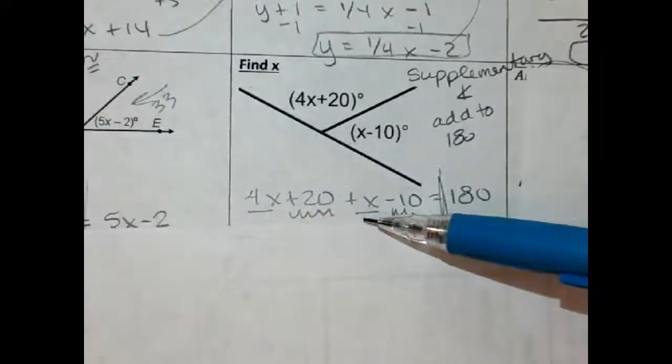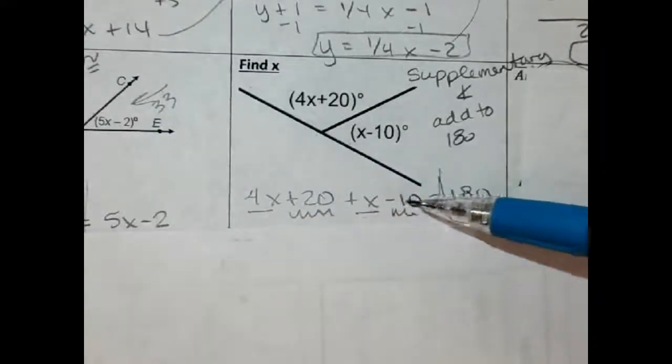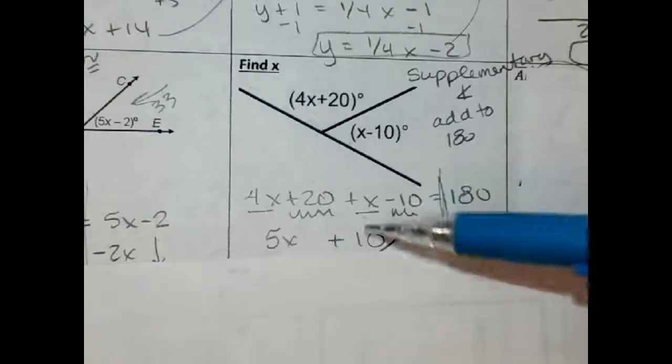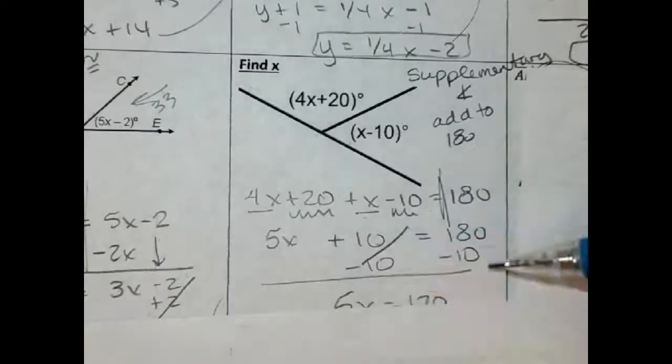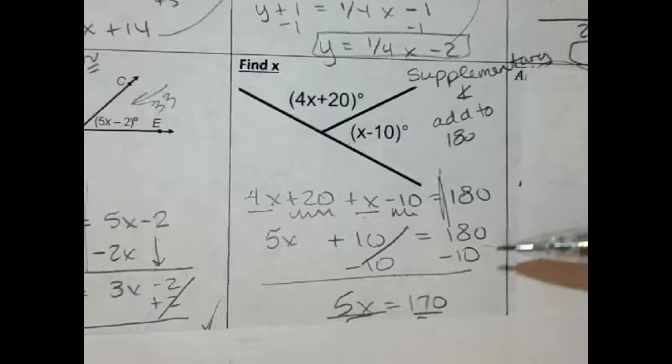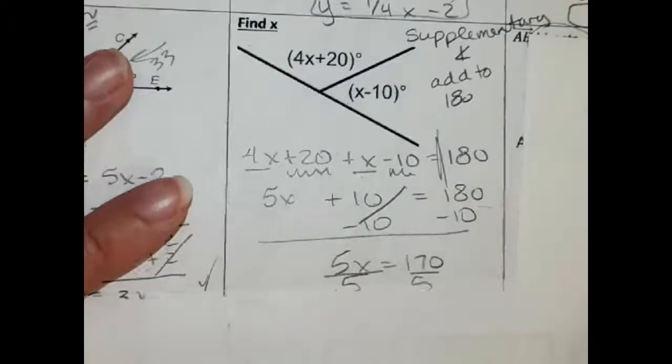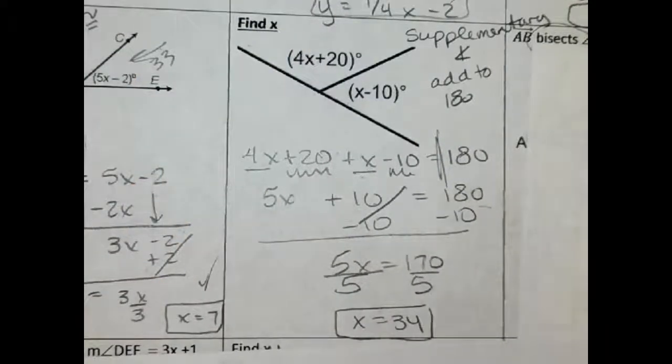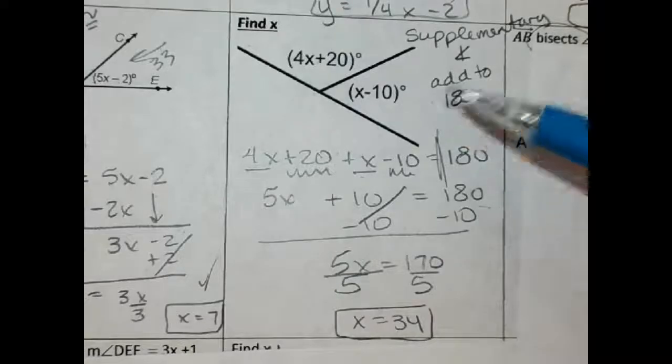The x's go together to make 5x. 20 minus 10 makes 10. Then I subtract the 10 from both sides and get 5x equals 170 and divide by 5, and I get 34. Plug it back in to see if it works out.